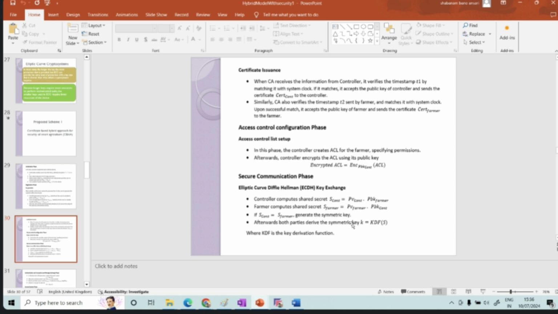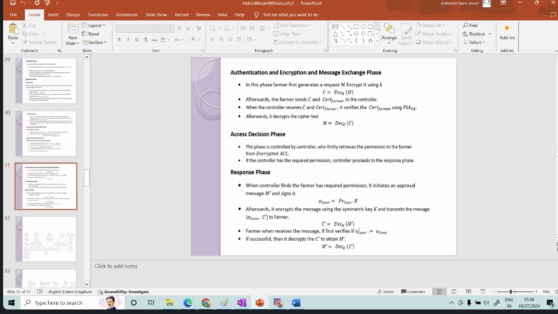Derivation function. Some function is given. It is a kind of function that takes the input parameter S, the shared secret, and generates a symmetric key. KDF is nothing but a function, key derivation function, and its name is key derivation function because we are using it to generate a symmetric key.